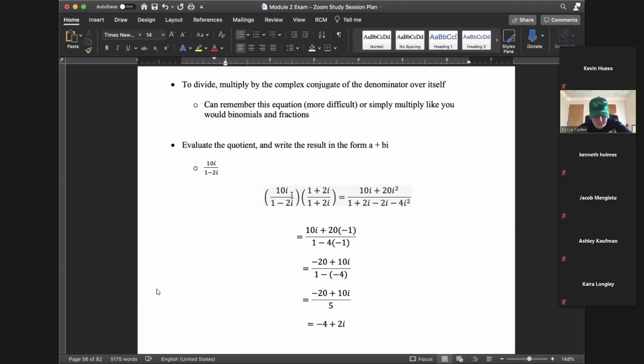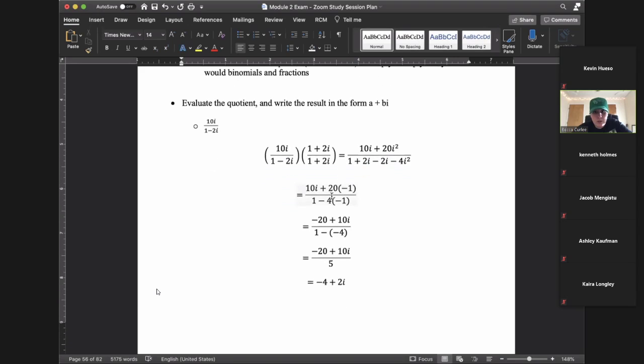So we've got 10i times 1 plus 2i, which gives us 10i plus 20i squared. And then we've got 1 minus 2i times 1 plus 2i, which gives us 1 plus 2i minus 2i minus 4i squared. So you can see these two cancel out.